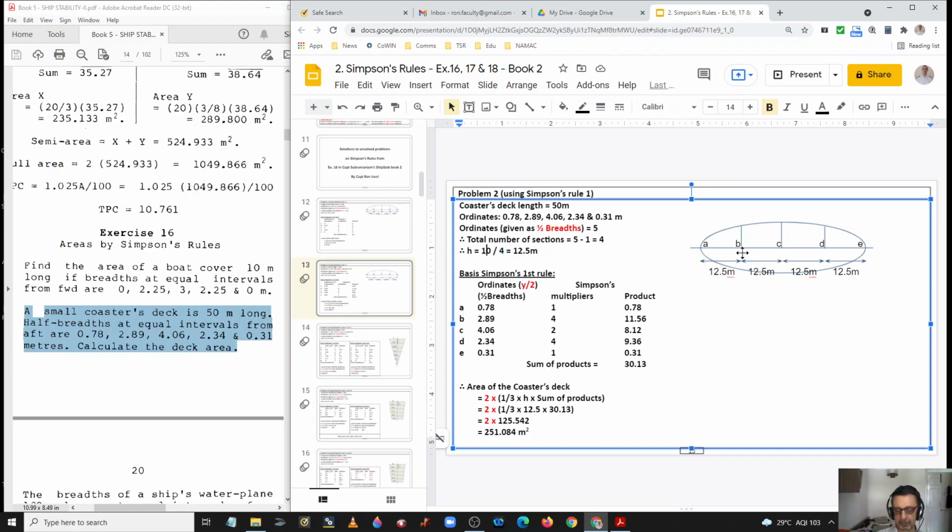H is given to us as 50, and we have 4 sections, thus giving us H equal to 12.5 meters. Once again, we are going to use Simpson's first rule. But this time, please remember, we are using half ordinates, y upon 2, half breadths, whatever you wish to call them.